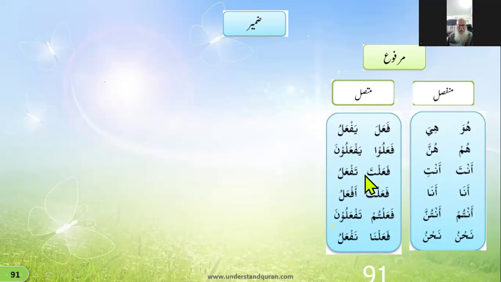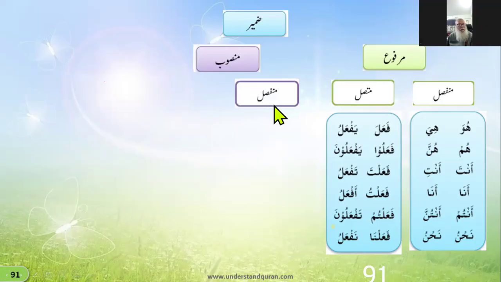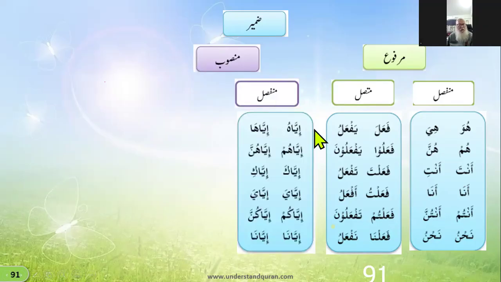So these are fa'il, marfu. When the zamair come as a mansub, it may come as a munfasil, just like iyahu, iyahum, iyaka, iyakum, iyana, iyaha, iyahunna, iyaki, iyakunna, iyana. When they come with the iya, they are mansub, though they are separate. They will not attach with anything. They will come with iya only. Iyaka, iyakum. And when they are attached, muttasil, mansub, then they come attached with the verb.